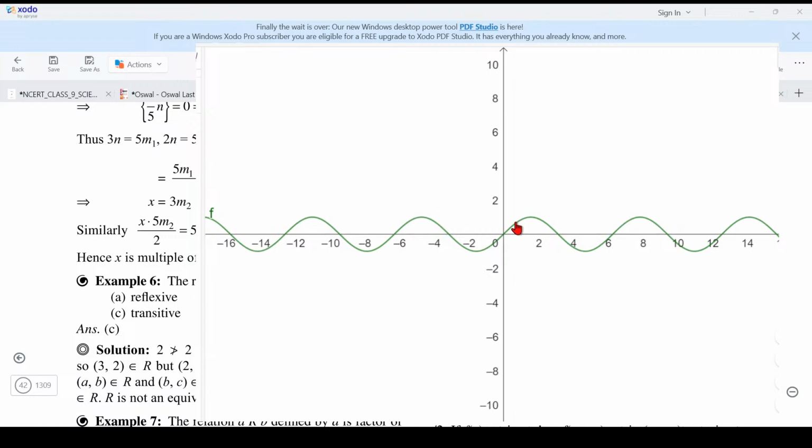f of x is equal to f of x plus some t. What is the t? That is some period. So f of x equals f of x plus 2 pi, or f of x equals f of x plus 4 pi, whatever. The t can be 2 pi, 4 pi, 6 pi, 8 pi, whatever, but the minimum of all of that is 2 pi. All others are multiples of this 2 pi. So that minimum is the period of the graph.